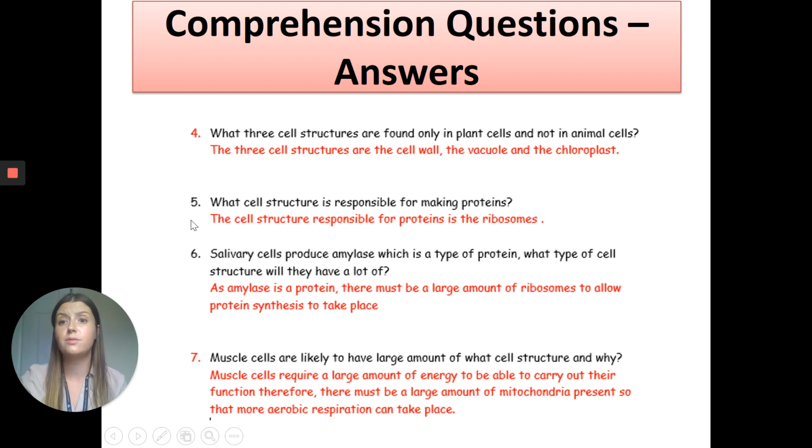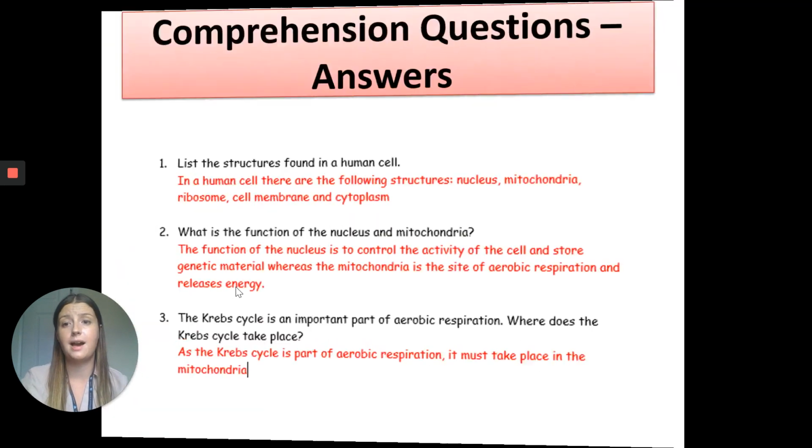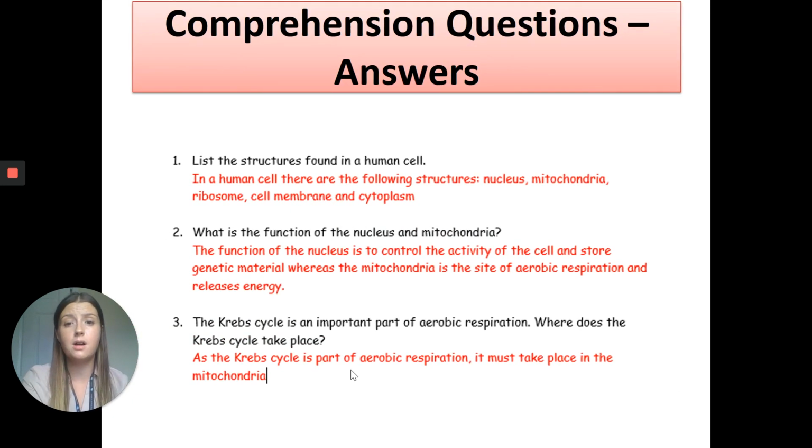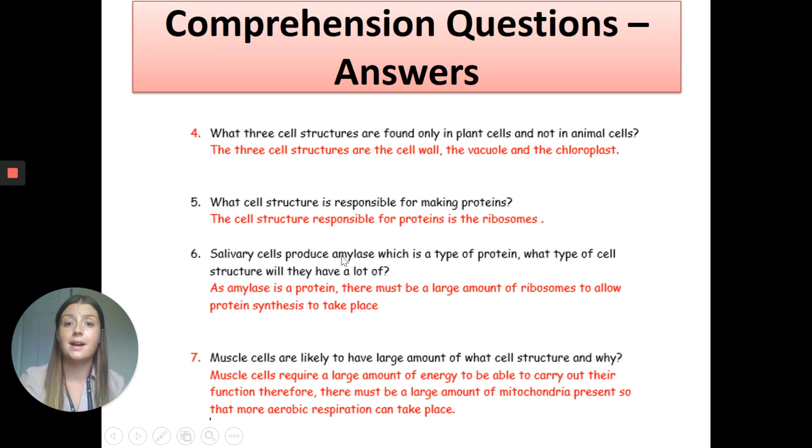So again, I've written in full sentences, even though it's a 1-word answer. Salivary cells produce amylase, which is a type of protein. What type of cell structure will they have a lot of? That's really similar to, if I flick back, this question, this part of that, and if you can remember about enzymes, you might recall that amylase is an enzyme.